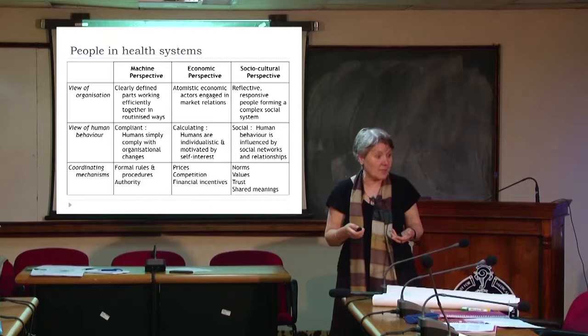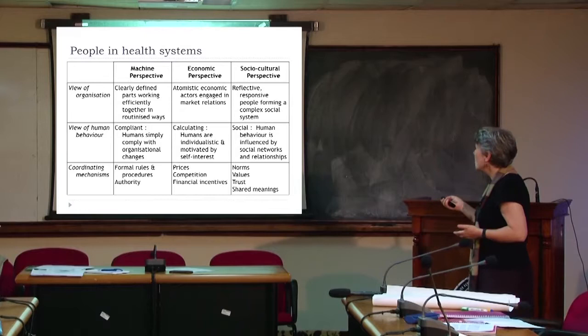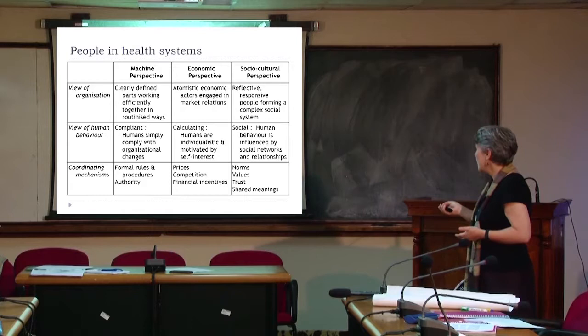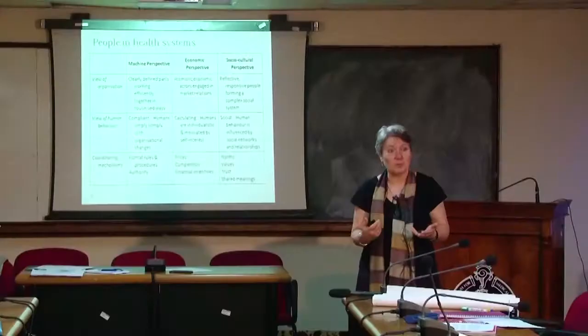And you know, economists would say that's not a bad thing. That's how you get growth. That's entrepreneurship, actually. So what you would do then is competition, financial incentives, pay for performance, which fits within that paradigm. Getting money to take someone to a health facility fits within that notion of human beings in the system. And then the third one is people as socio-cultural beings. They're reflective, responsive people forming a complex social system. So I may want to extract informal fees from patients coming to a facility. But if everyone around me frowns upon that behavior and it's not regarded as a socially acceptable thing to do in the community, for sure I'm not going to do it.